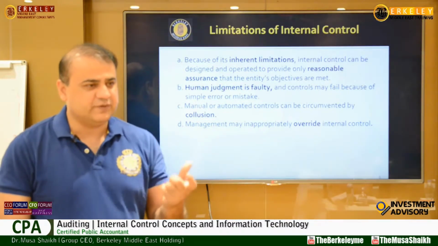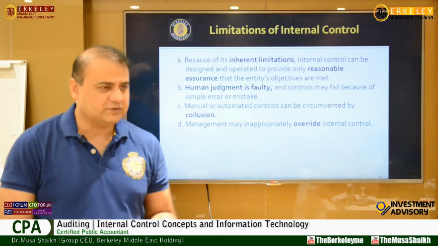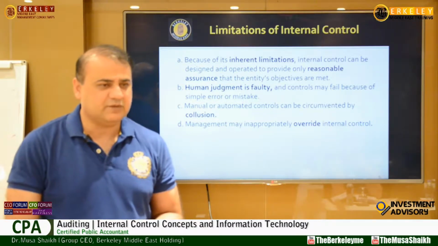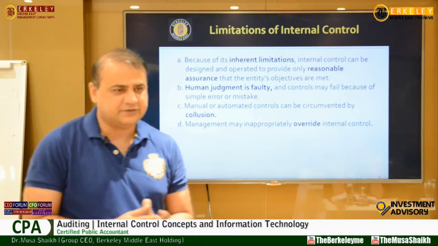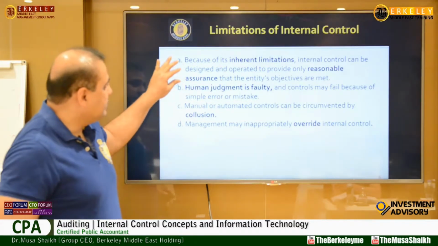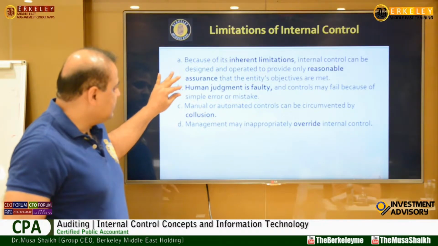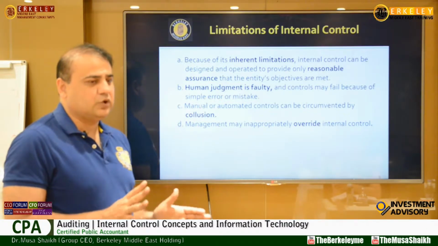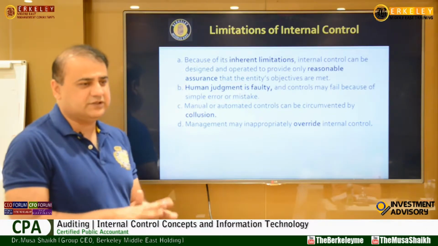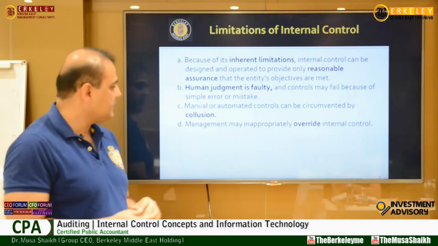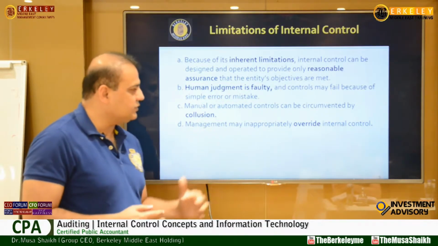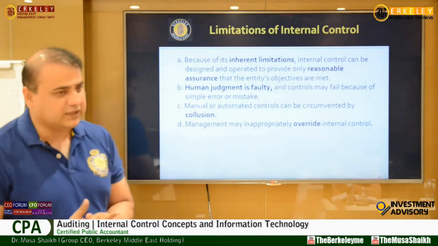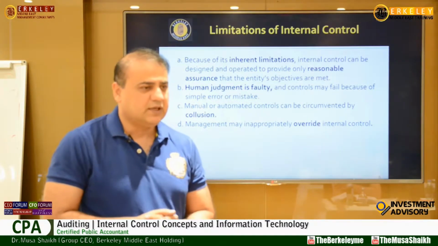Auditing goes on judgment, so judgment may be wrong. So human judgment can be the first limitation. And this is what he says. Sometimes manual or automated systems collude or cross each other, and it creates a problem. And sometimes management itself overrides internal controls.